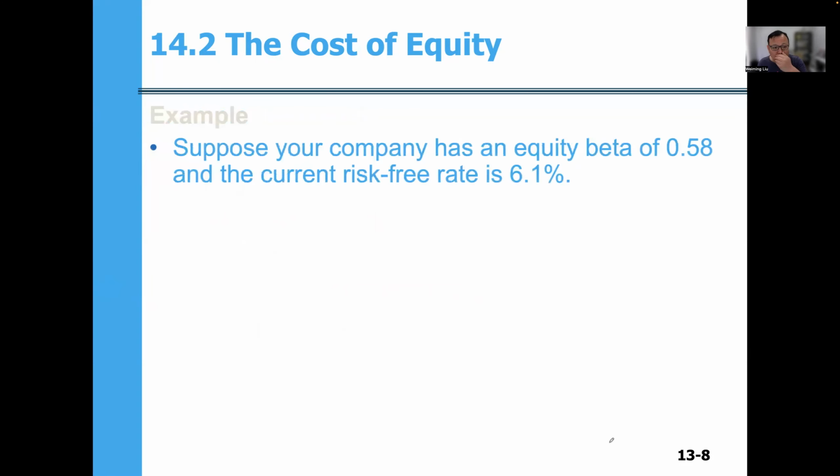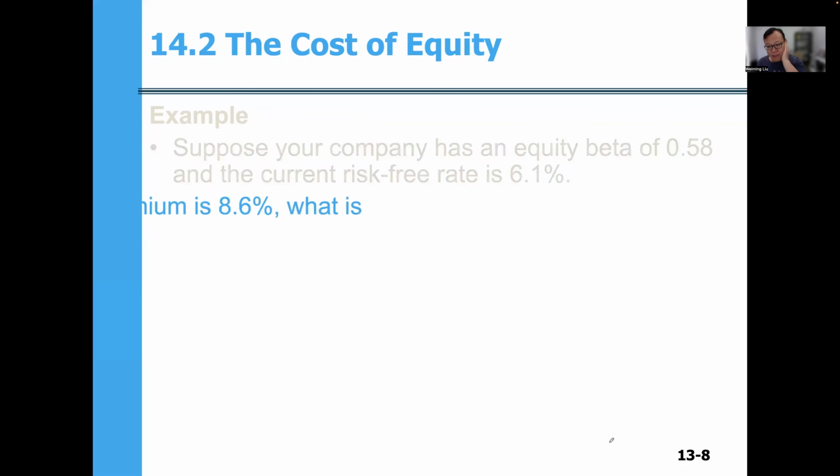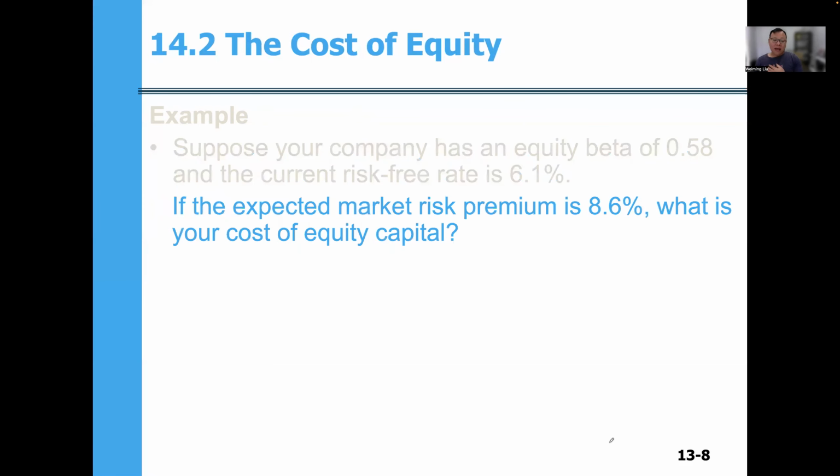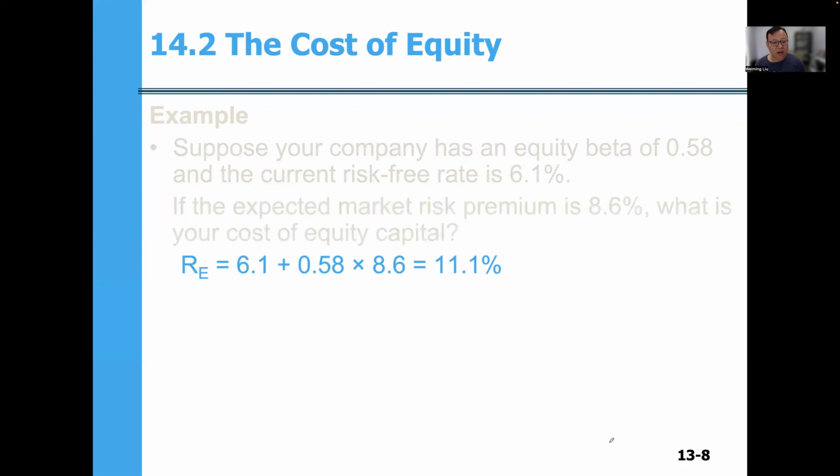So here's one example. Suppose your company has an equity beta of 0.58, which is good, because the risk of the stock is only 58% of the market systematic risk. The risk-free rate is 6.1% and the market risk premium is 8.6%. What is your cost of equity?